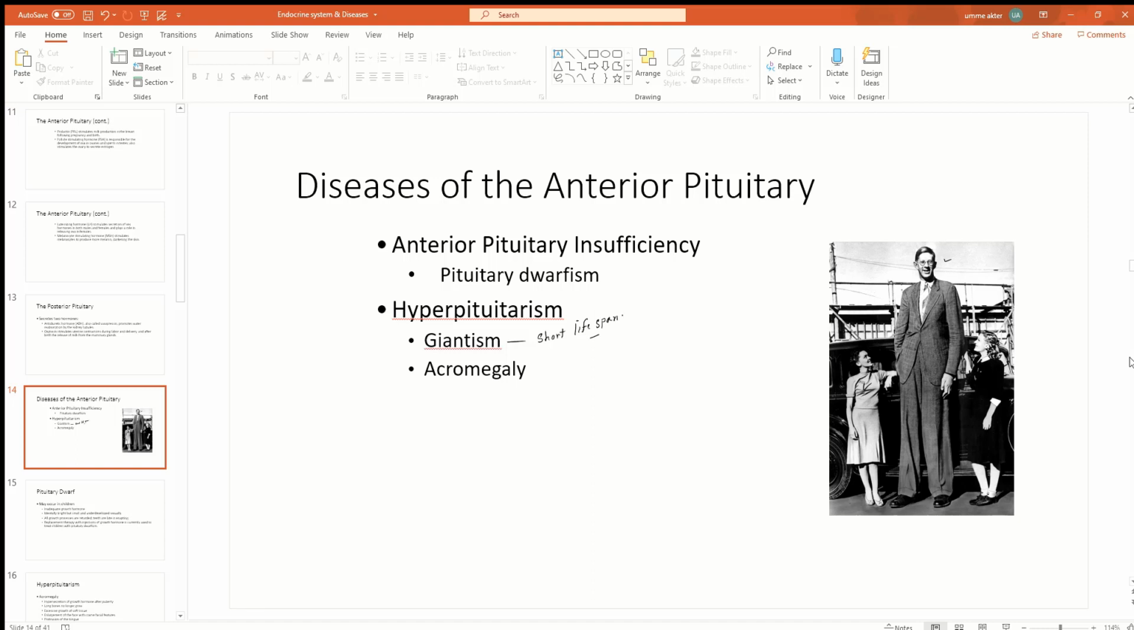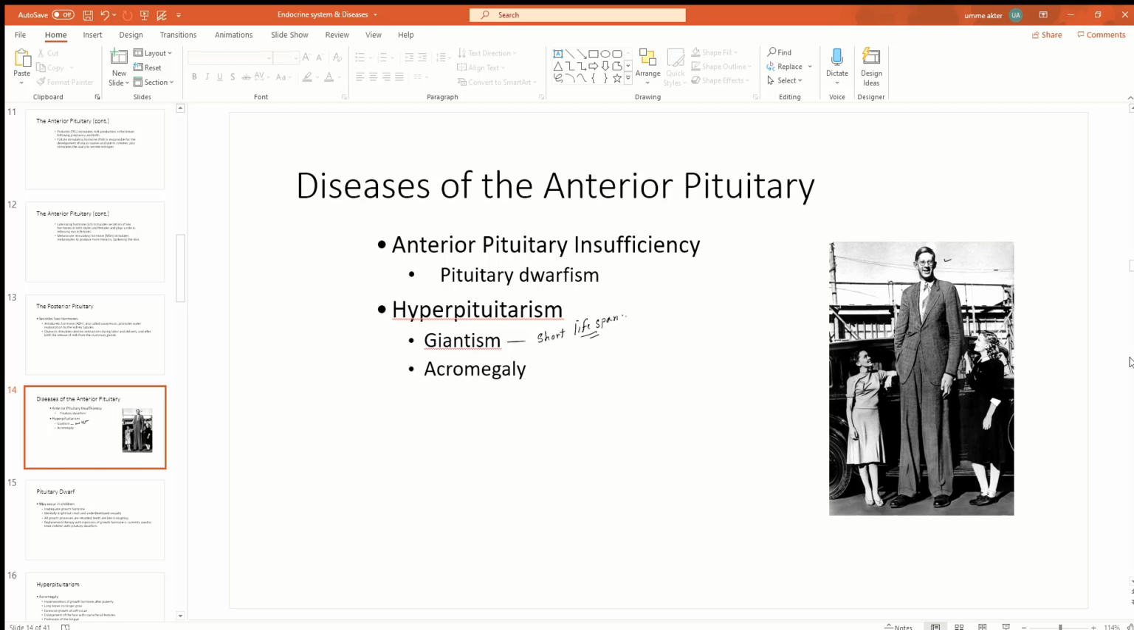Because growth hormone works on all the organs, right? Especially on the bones and skeletal muscles, but it also works on the other organs. And the function of those organs is not normal because of the size. Big size doesn't mean normal function. Okay, that is one thing.